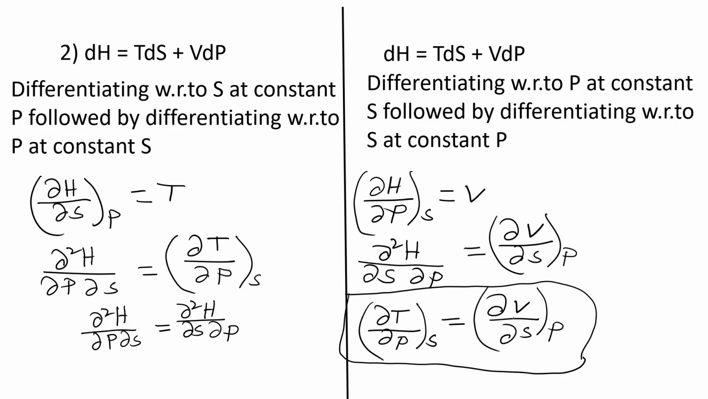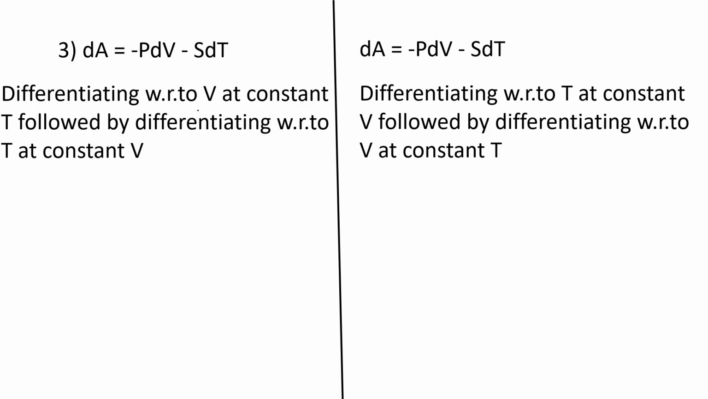Okay. Now, you see the third one. From the third equation, that is dA, the work function, dA is equal to minus PdV minus SdT. So here what we have to do? We have to differentiate with respect to volume at constant temperature. So, ∂A/∂V at constant temperature, temperature constant so the dT part will be 0. So, minus P, dV by dV is equal to 1.